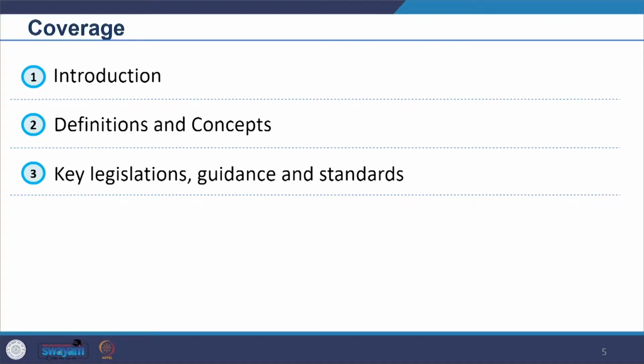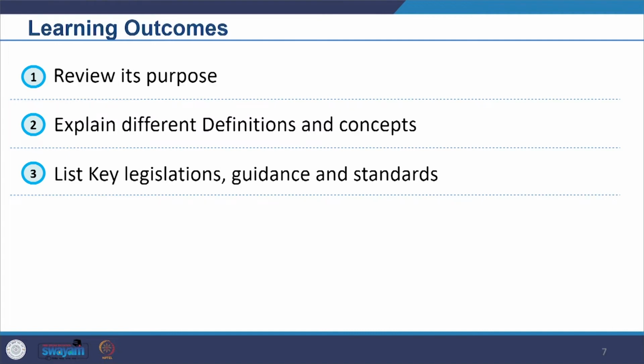We will follow chapter 5 of the textbook which we are referring for this particular course, Riki Therivel and Graham Wood, for this particular session. Accordingly, the coverage will have a basic understanding, then we'll look into definitions and concepts, and then we'll look into key legislation, guidance and standards. So accordingly, after completion of this session, you should be able to review its purpose, why we need to do it. You need to explain different definitions and concepts involved in this particular theme. You should be able to list key legislations, guidance and standards in this domain.